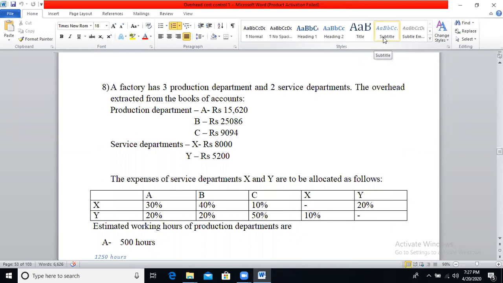A factory has three production departments and two service departments. The overhead is extracted from the books of accounts. So they have given directly the overhead as per the primary overhead distribution summary of three production departments, Department A, Department B, Department C, and two service departments, Department X and Department Y.